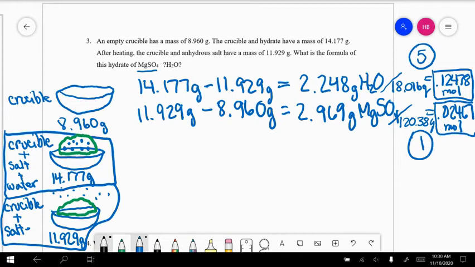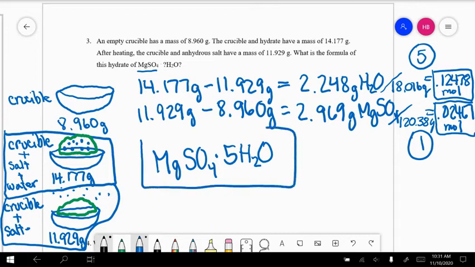These are the ones that are not going to be exactly on the dot. And the reason for that is this all comes from experimental data. That means that the formula for my hydrate is MgSO4. This little dot means that it is a hydrate, so those are trapped in. And then I have 5 water molecules for every 1 magnesium sulfate. This is my answer. This is the chemical formula for my hydrate.